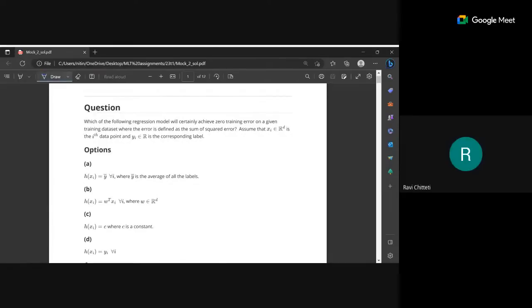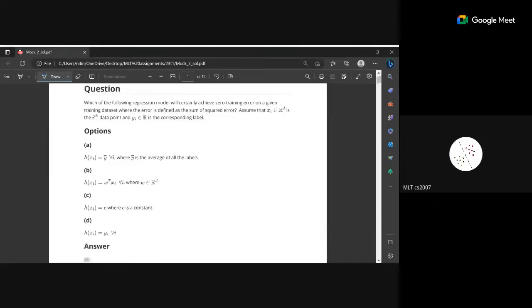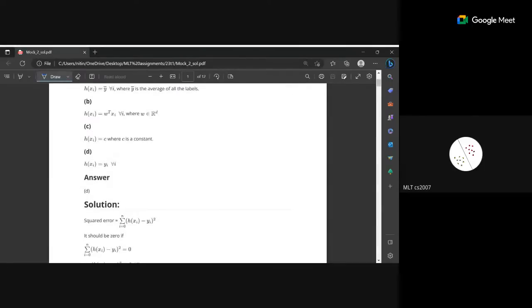Yes, sir, it is. Okay, so this is your first question, and it says: which of the following regression models will certainly achieve zero training error on a given training data set, where the error is defined as a sum of squared errors. You have been given some models in the options, and you have to find which model will definitely give you zero training error, right? So how do you define your squared error? The predicted value minus the true value, squared, and summed over all the training examples. So this is how you define squared error.